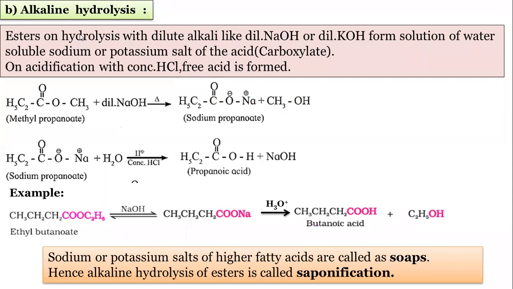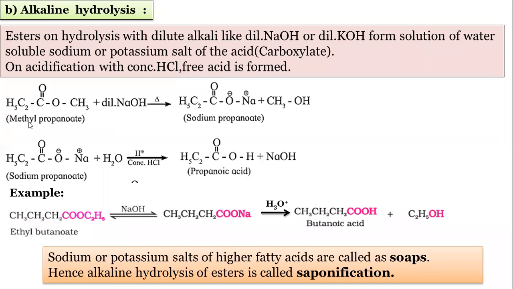Then alkaline hydrolysis of esters. You know, in 10th standard, we already learned that the alkaline hydrolysis of esters is called saponification, which gives soaps. So today I will explain how the soaps are prepared. Esters on hydrolysis with alkalis. The alkalis we have taken in this reaction are dilute NaOH or dilute KOH. Both are alkalis, forming water-soluble sodium or potassium salts.